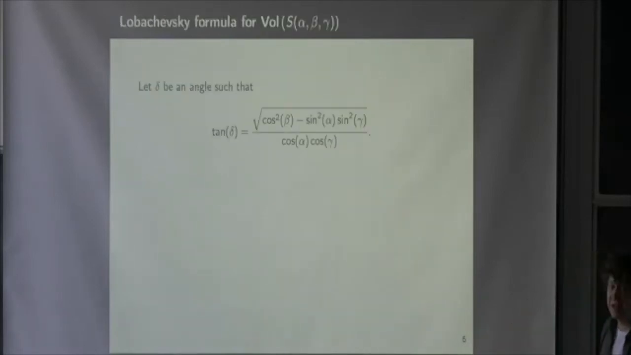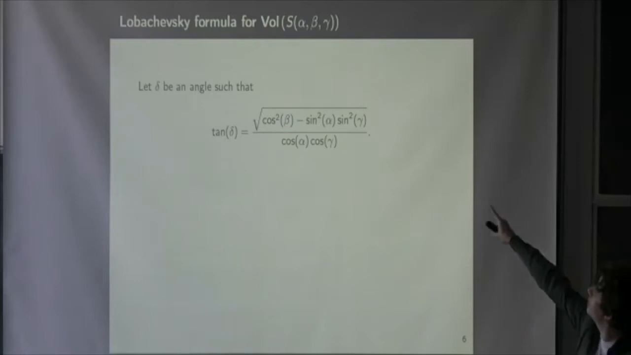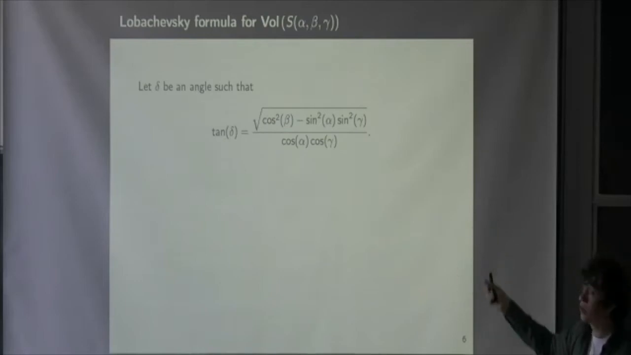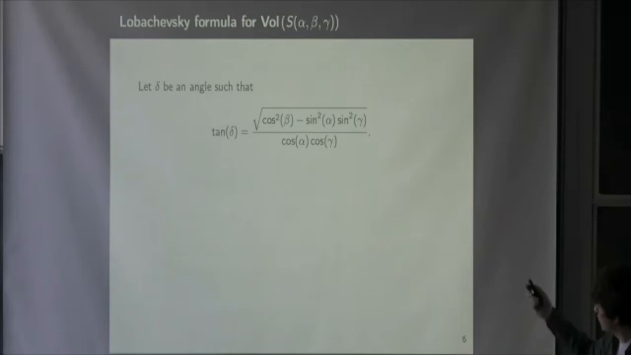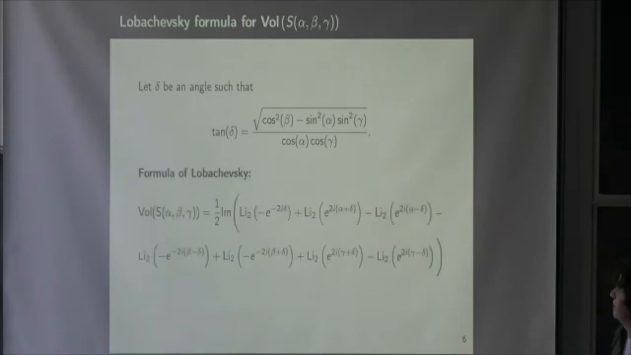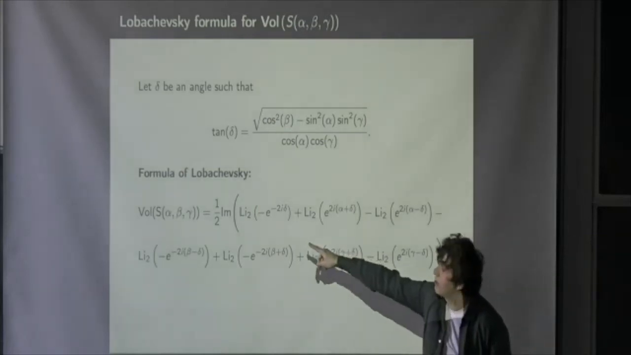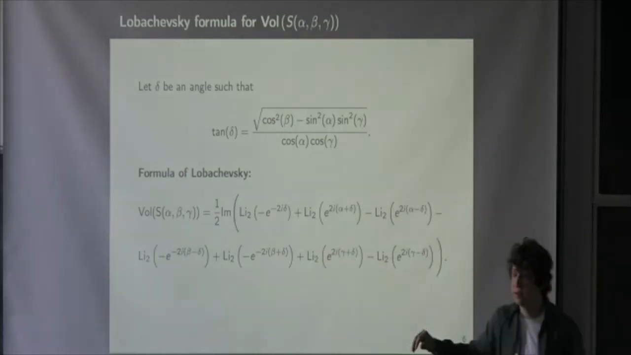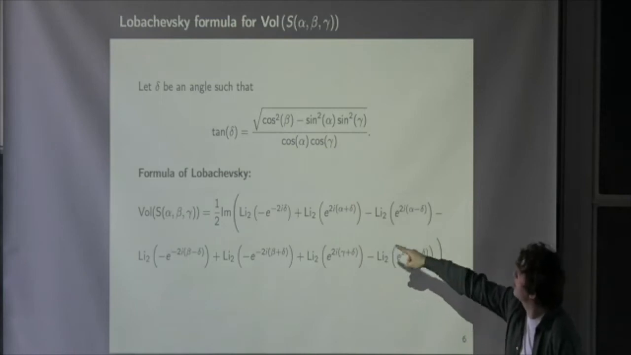So the first step is a little horrifying. We have 3 angles, alpha, beta, gamma, and then we introduce an auxiliary angle delta, which looks maybe scary, and its geometric meaning is unclear. And then if you introduce that, the formula for volume has a pretty nice look. There is one half imaginary part, which you can ignore, not that important. And then it's just a sum of dilogarithms.